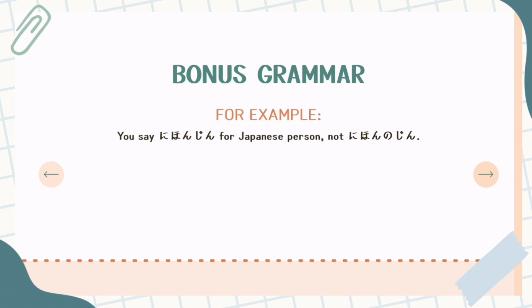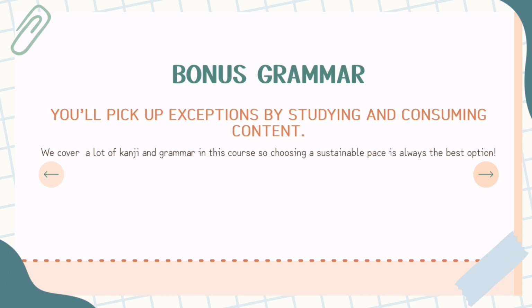For example, you do say 日本人 for Japanese person, not 日本の人. Even though 日本 is describing the kind of person, it is 日本人, not 日本の人. You'll pick up exceptions as we're studying and consuming content.